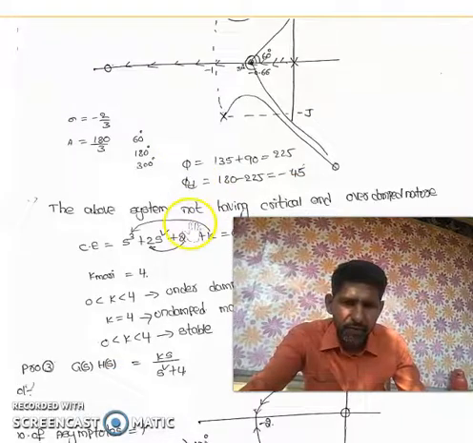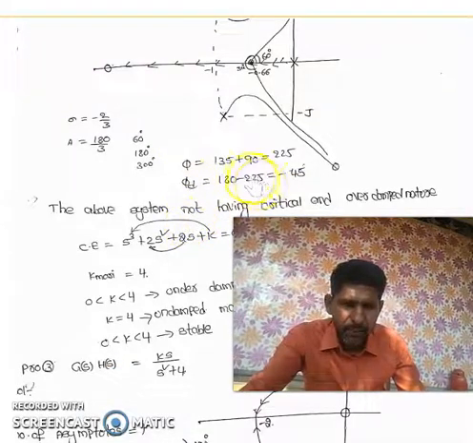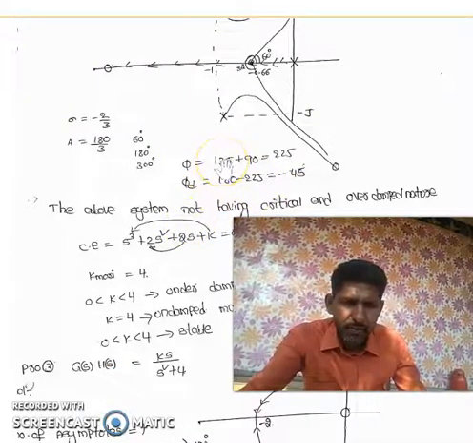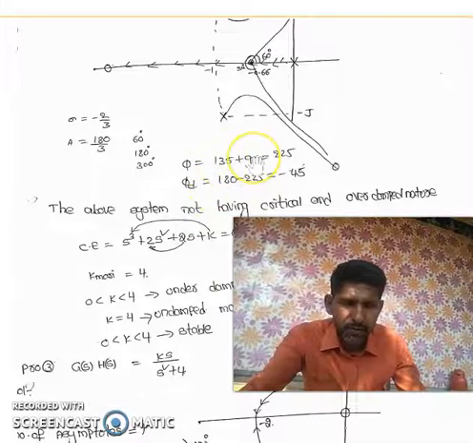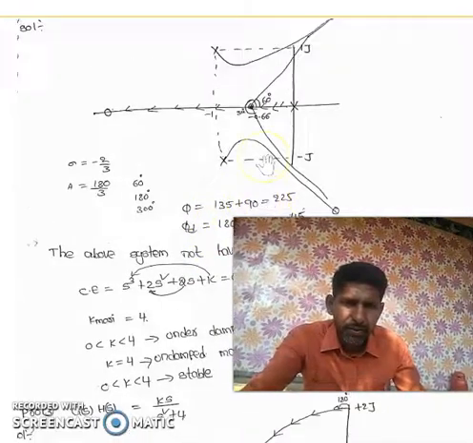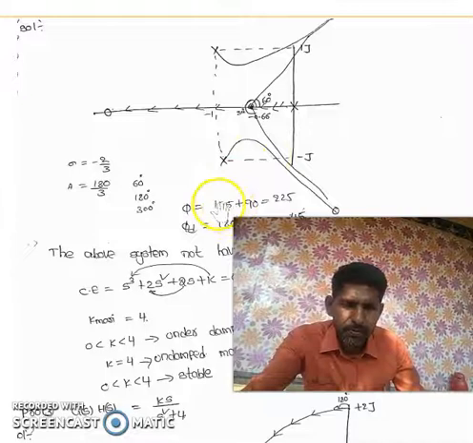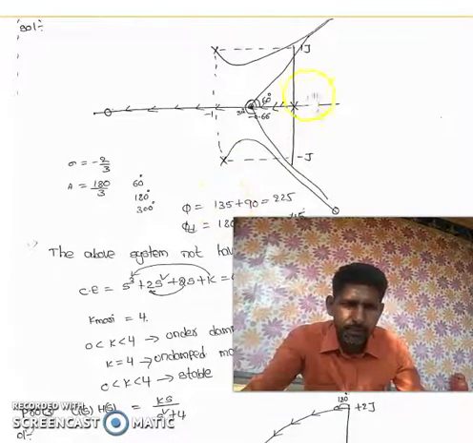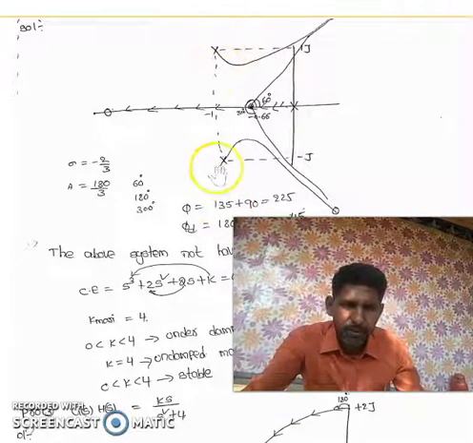And the angle of departure: to find the angle of departure, it is 180 minus phi. The phi value is the summation of the angles of poles minus the summation of the angles of zeros. Here for the summation of angles of poles, one pole is there, and here one more pole is there.